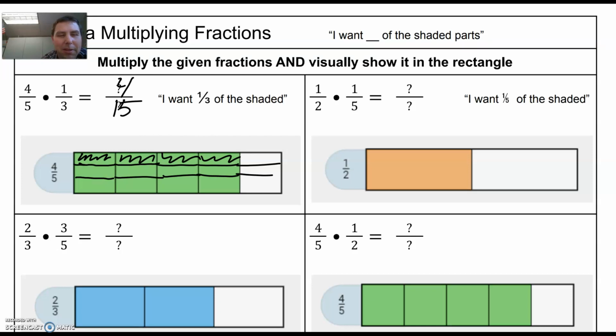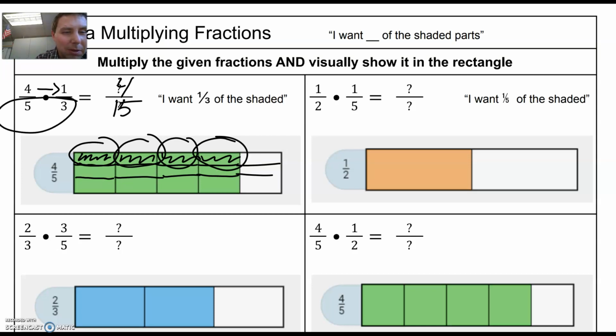But how do we do it without the picture? Because that's the goal. Well, if I look here, this is telling me I have 4 pieces, and I only want 1 out of the 4. Does that make sense? That's really what it's saying. So that means I can do 4 times 1, because you're going to have 4 groups of 1. 1 group, 2 groups, 3 groups, 4 groups of 1. 4 times 1 is 4.